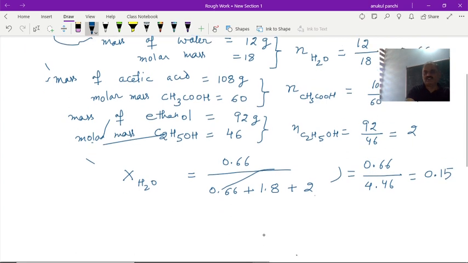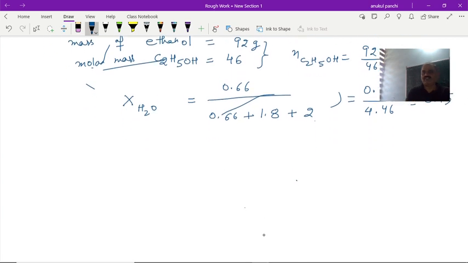Now similarly, you should calculate the mole fraction of the second component, that is acetic acid. So the mole fraction of acetic acid will be the number of moles of acetic acid, which is 1.8, divided by the sum of all the components, that is 4.46, and on solving it will come out to be approximately around 0.40 something. You can calculate by using your calculators.